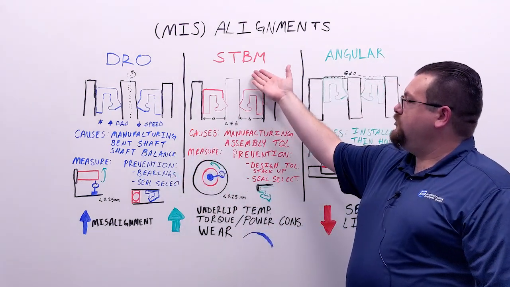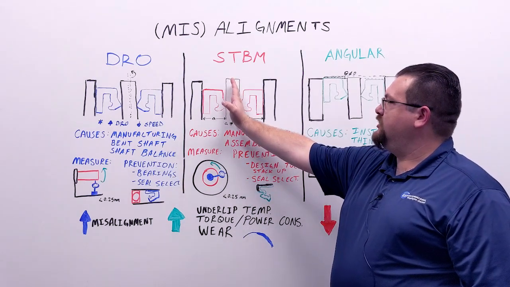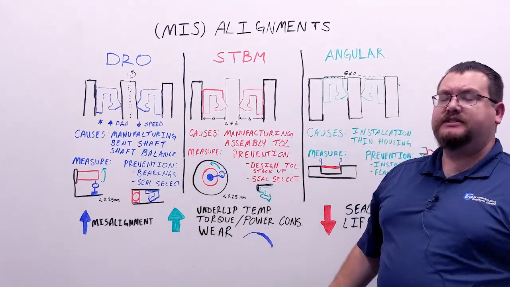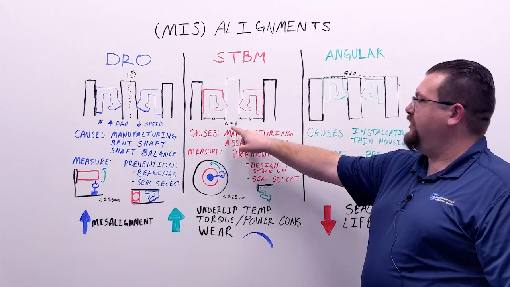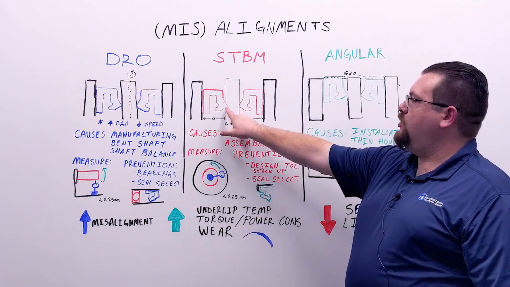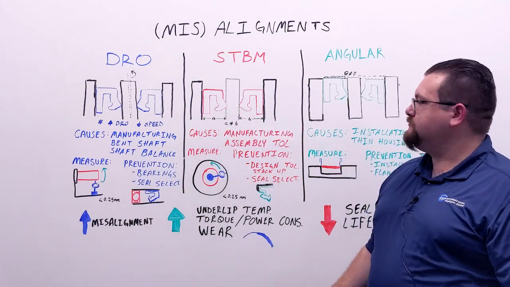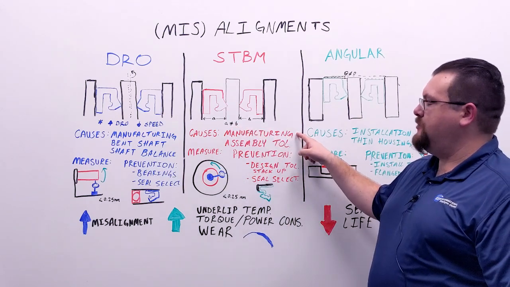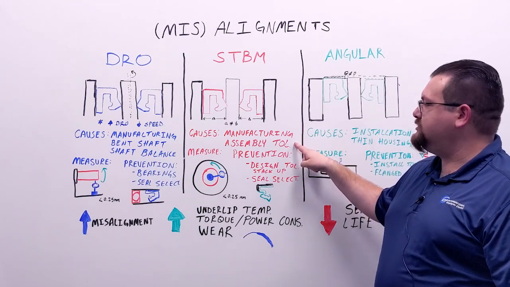Now if we move on to shaft to bore misalignment, that is an offset from the center of the shaft to the center of your housing. So in this case, you can see the distance here A and distance here B, they're not equal. And so in that case, we're going to have a lot more loading from the seal on this side than we do on the opposite side. The causes behind this are mainly from manufacturing or from your assembly tolerances and stack ups.